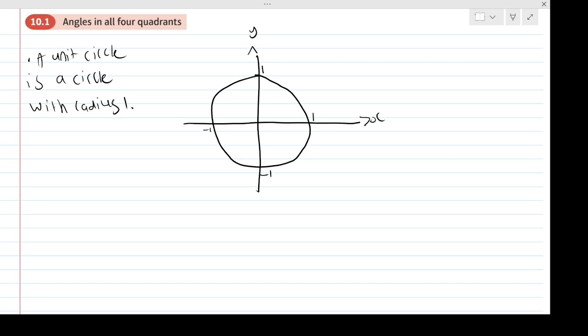Well, let us consider any general point on the circle, P. And P has the point xy, a general point xy. Now, this is a circle on the centre with radius 1, so we know that this will have the equation x squared plus y squared is equal to 1. Then what if I draw from the centre at 0, the origin, the line connecting to the point?